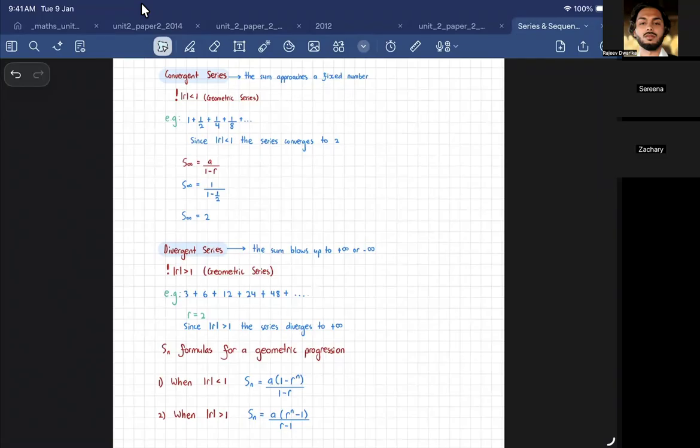Zachary, tell me if anything is confusing, yeah? Nothing, not really. Okay, cool. All right, to save some time, take a screenshot and let me move on to the summary. I want to do a summary table going through everything you need to know for arithmetic progressions and geometric progressions, right? So I'm going to move on now.